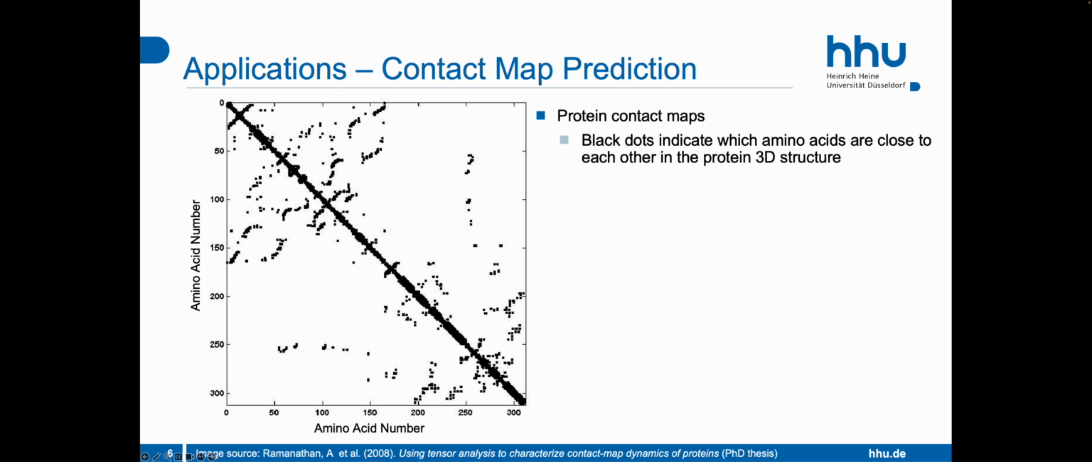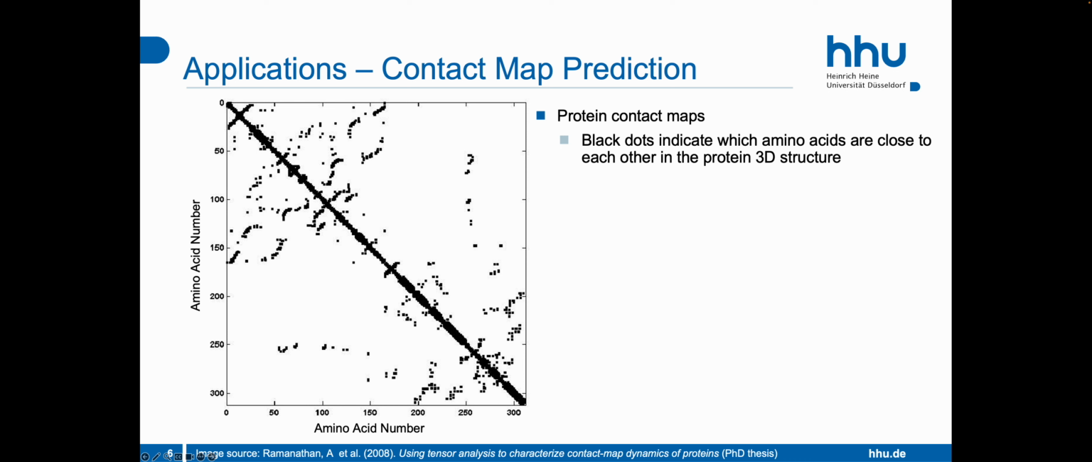On the X and Y axes, we have the amino acids numbered as they appear in the protein amino acid sequence. So this is a protein with a little bit over 300 amino acids in its sequence, and the black dots indicate if two amino acids are close to each other. You see this black diagonal line because obviously each amino acid is close to itself and to the amino acids next to each other. But you can also see points like these, where, for example, amino acid number 50 is close to amino acid number 250 in the 3D structure of the protein.